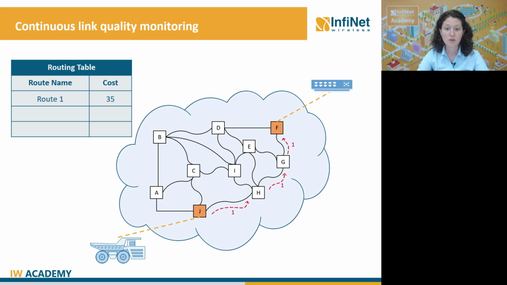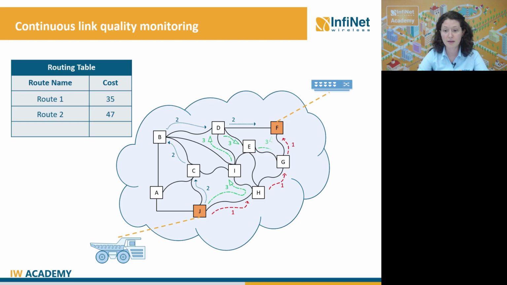Let's now check the routing table of node J and see what routes it learned in order to reach node F. The first path is through nodes H and G, having a Mint cost of 35, as you can see in the picture. The second path is through nodes C, B, and D, and it has a higher Mint cost of 47.